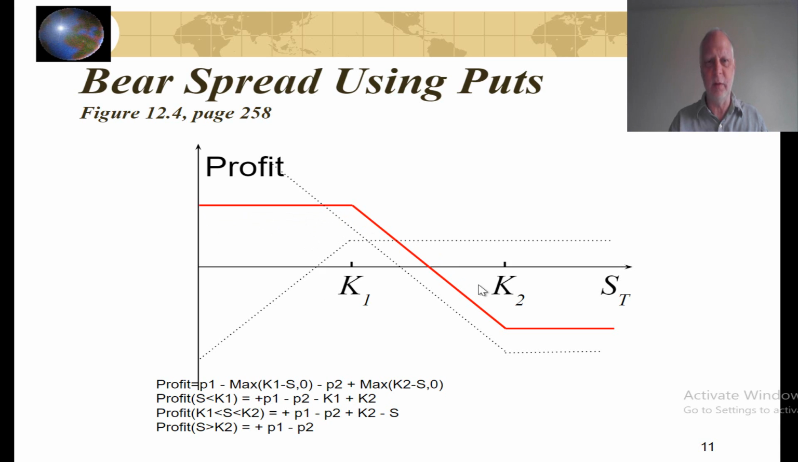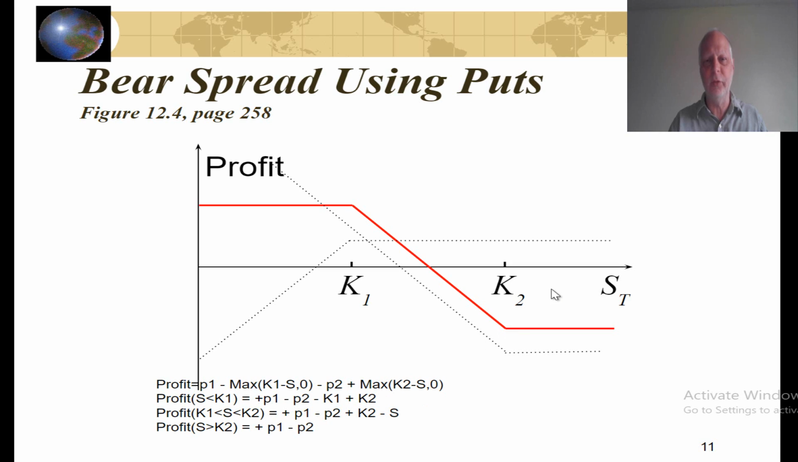We know that K2 is greater than K1, so this is a positive, and that's our maximum profit. In the region between K1 and K2, then our first put here will expire worthless, so this will give us a 0, but the second put here will give us K2 minus S. So in that region down here, we have plus P1 minus P2 plus K2 minus S. Again, check at your transition point. If S equals K1, we stick a K1 here, and our second equation equals our first equation.